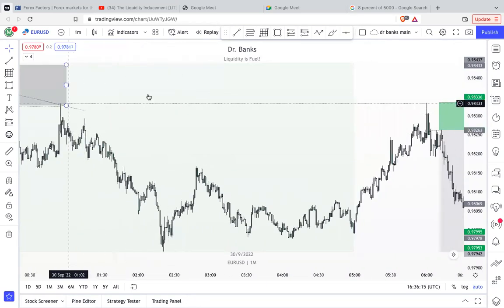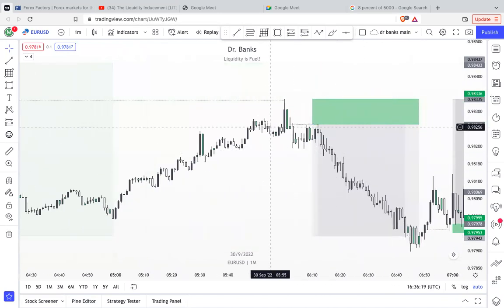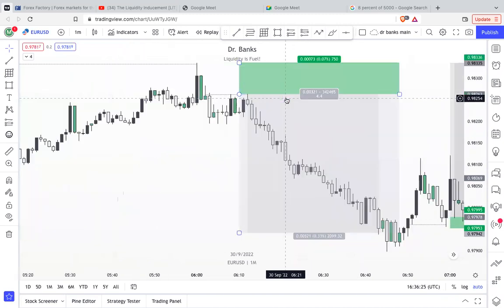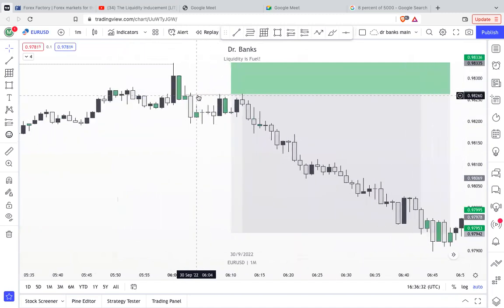So I had this zone marked out, this level marked out as my IDM level. As soon as price tapped it, this is very, very small pipettes, so some people would not consider that, but that was what it was, right? As soon as price tapped into that level and dropped, I was concerned with this high. I wanted this high to be induced.